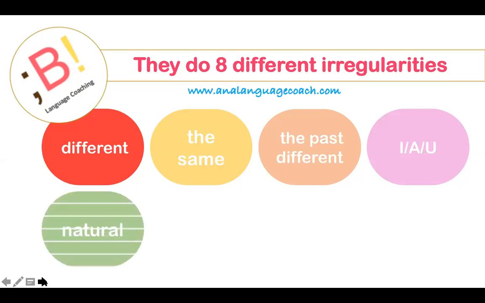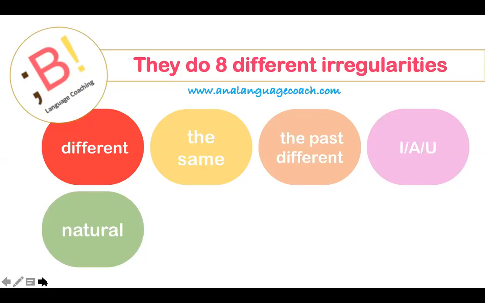Next group, I call them the natural ones. Why are they natural ones? And they are obviously in green color. Because they do as the regular verbs. The natural way of doing it is that past and participle must be the same, yes? So if they are the same in past and participle, they're very similar to the regular verbs, yes?